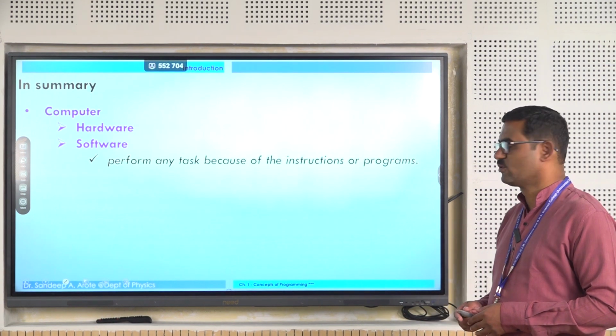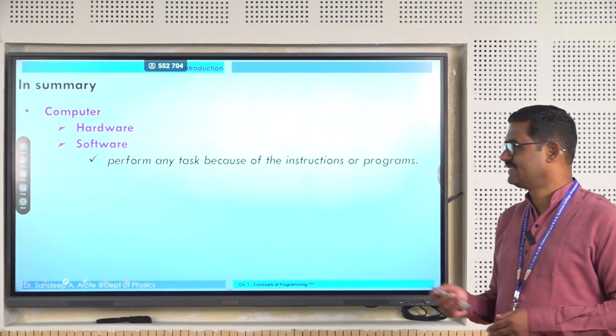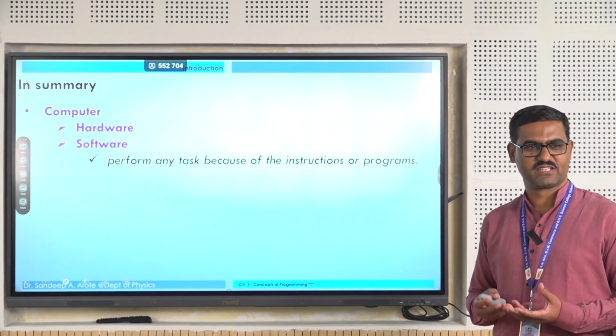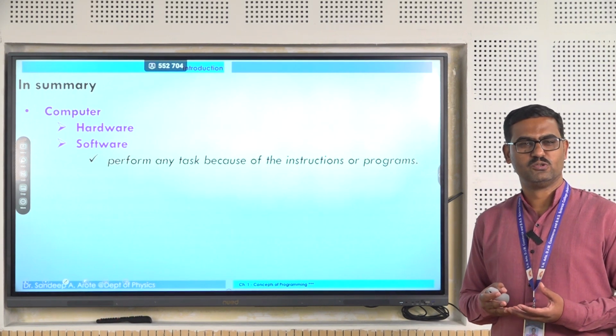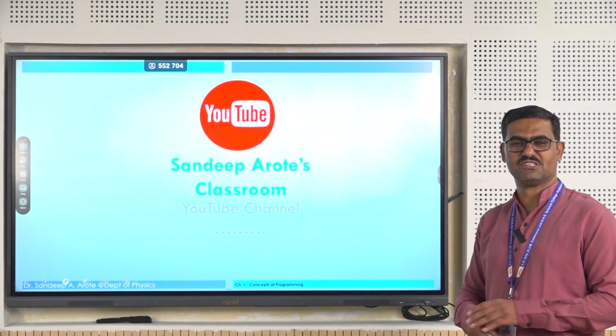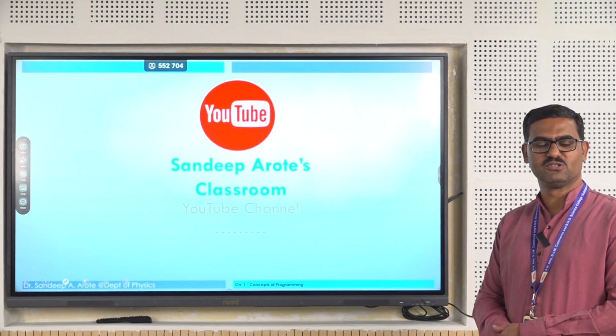Now in summary, a computer has two basic parts, that is hardware and software. Software is basically the set of instructions which will help you to get the task done through the hardware, that is the physical part. So this is all about the basic things about computer.